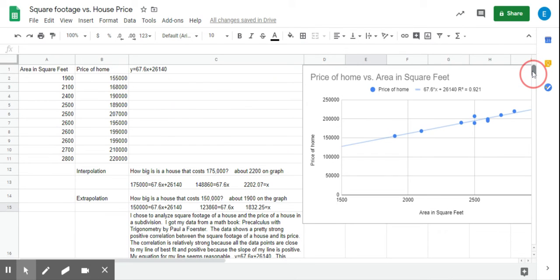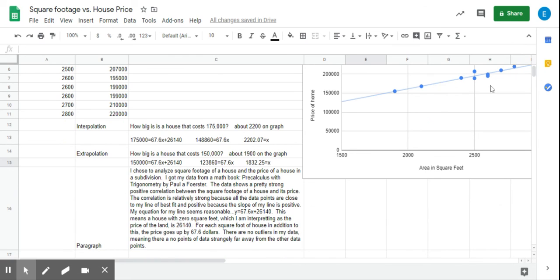Also, what my equation means, if you look at it, y equals 67.6x plus 26,140. I talk about how that 26,140 is essentially the starting point. I'm assuming that is my cost of a piece of land. And then for each square foot of house that goes on that land, it raises the price by $67.6. So I explain what my equation means in terms of this example.